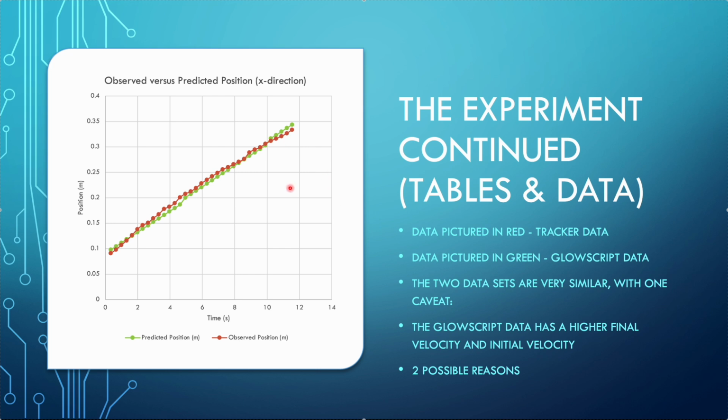Here are the tables and data. We have our observed versus predicted position in the x direction. The green is our GlowScript data and the red is our Tracker data. They're very similar, as you can see, except that the GlowScript data has a higher initial and final velocity. This is probably due to the initial velocity being slightly higher in the Tracker video, as we computed, because it's being pushed. Even though we edited it out, the initial velocity is still higher since there's a force applied.